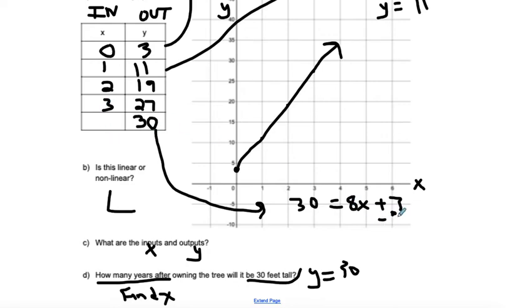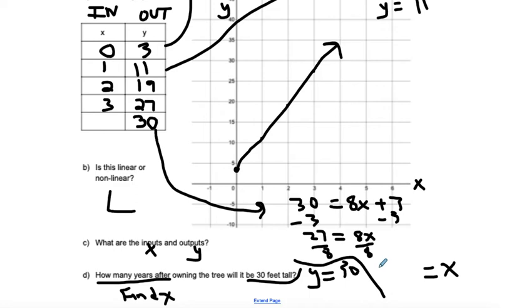In order to solve this equation, just like what we were doing earlier, we're going to solve for x by first subtracting that 3 from both sides, leaving us with an 8x. And then to get that x alone by itself, we are going to divide that 8 away. And 27 divided by 8 does not turn out to be very nice. Let's see here. I got 3.375. All right, there we go. So 3.375, roughly right here, that is when the tree is going to be about 30 feet tall.